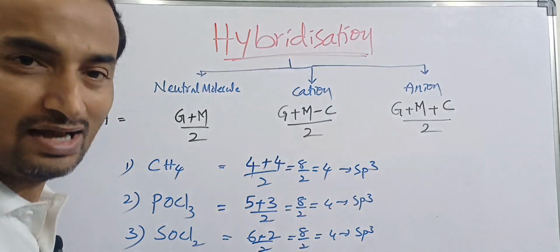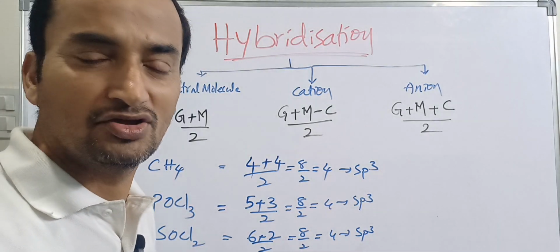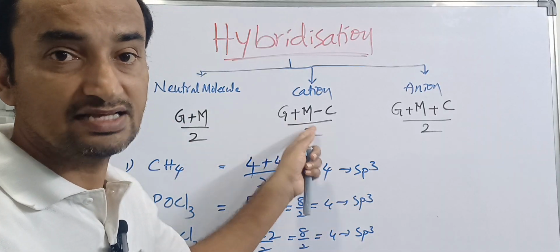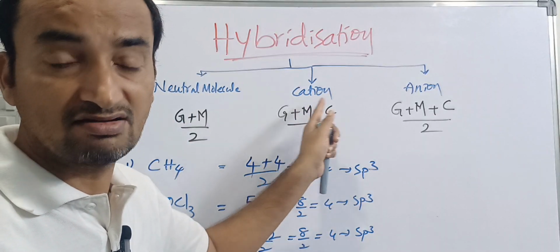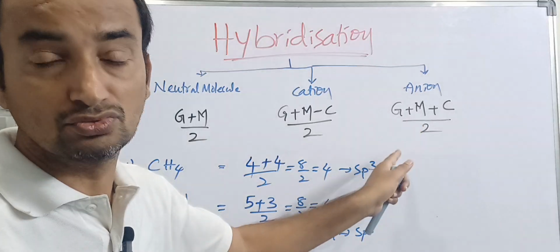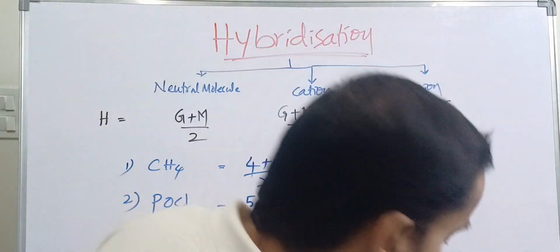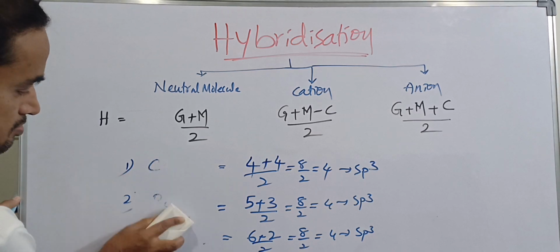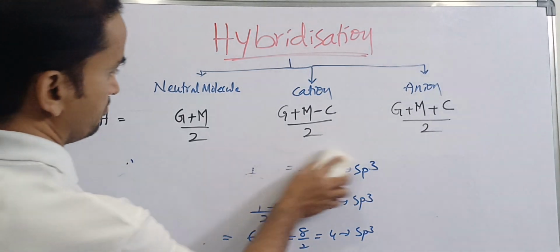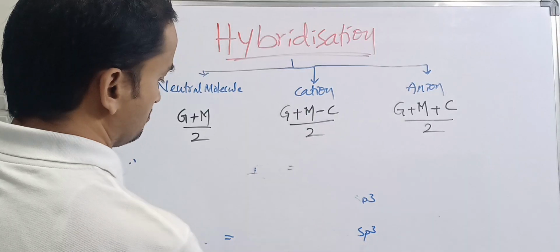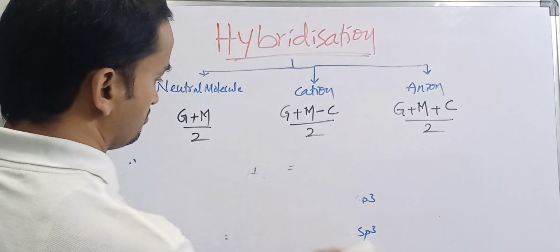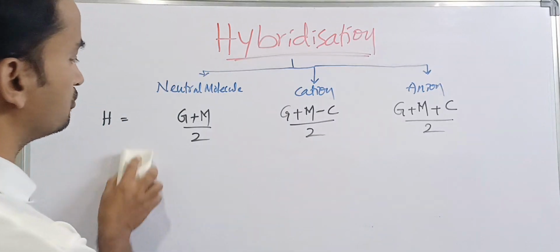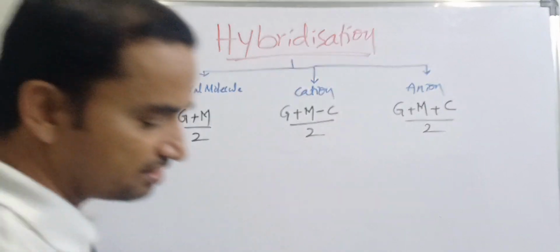Okay, so like this you can solve easily, if you remember G plus M by 2 in case of a neutral molecule, G plus M minus C by 2 in case of a cation, G plus M plus C by 2 in case of anions. Now we'll see a few more examples. Compulsorily you will get one question in JEE Mains or in NEET.